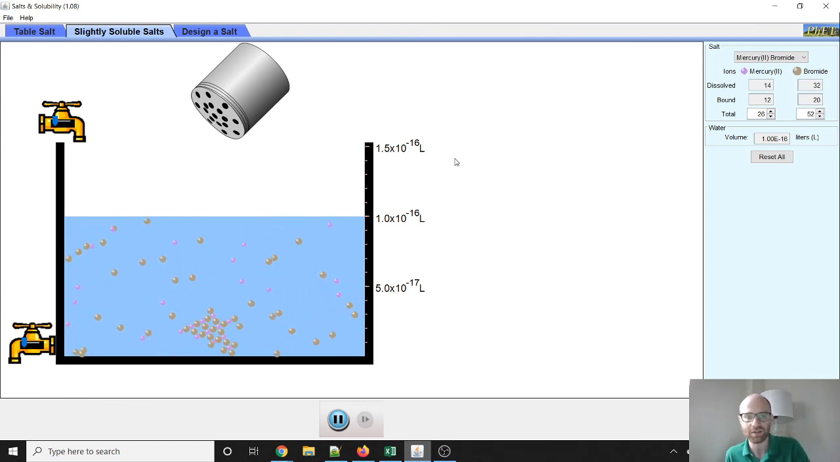I hope this clarifies things a little bit to see one particle representation of equilibrium and how it takes place inside a container.